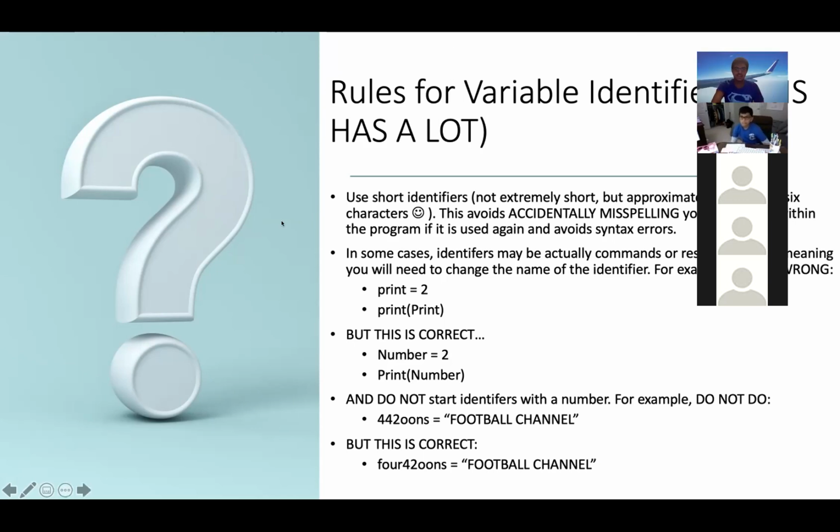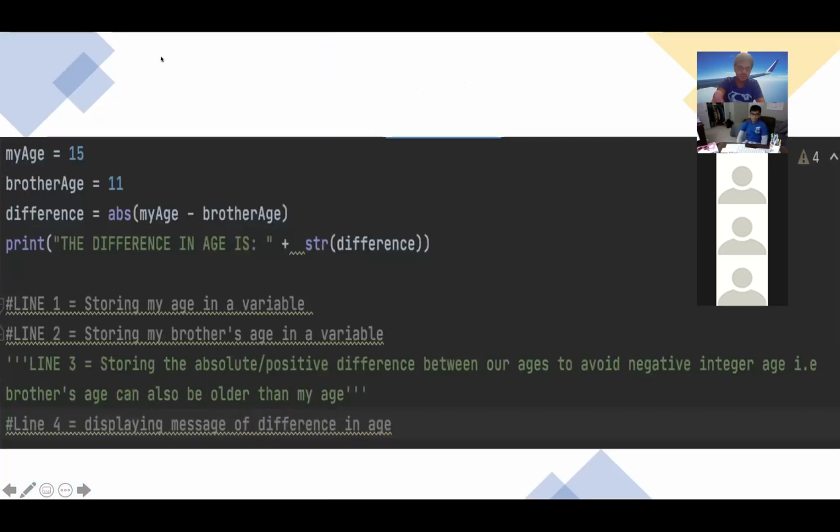Yeah, so I can see already some people have got the answer. They've got the code working. So I'm just going to progress forward. We have an example here. It's actually the same example. My age is equal to 15. Okay, I'm actually 16, not 15. My brother's age is 11. And what I'm essentially doing here is I'm calculating the difference in my age and my brother's age.